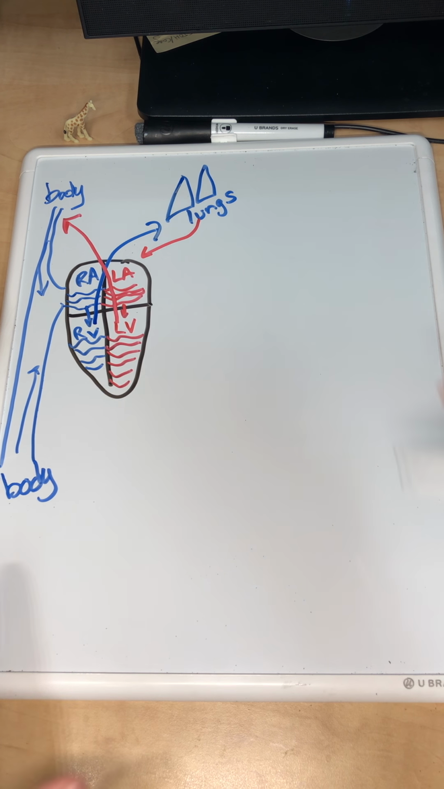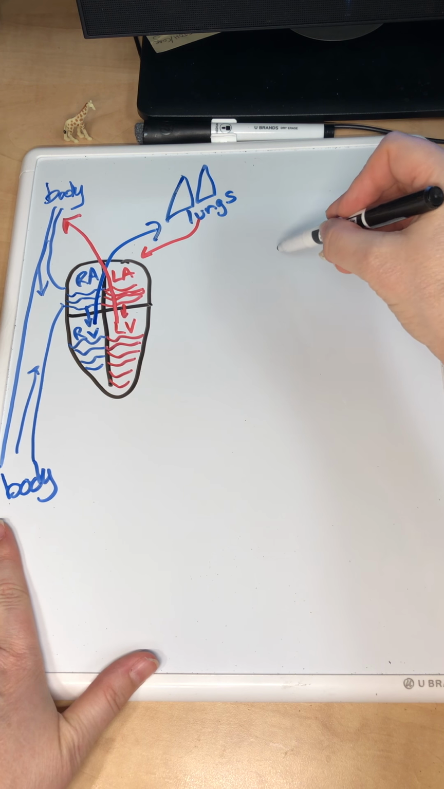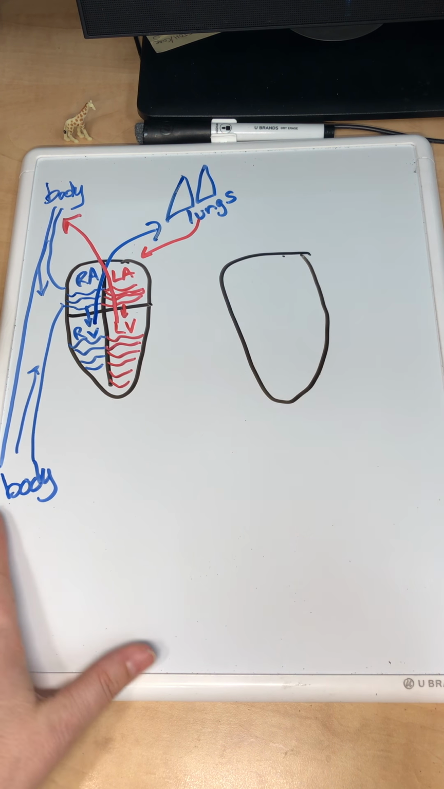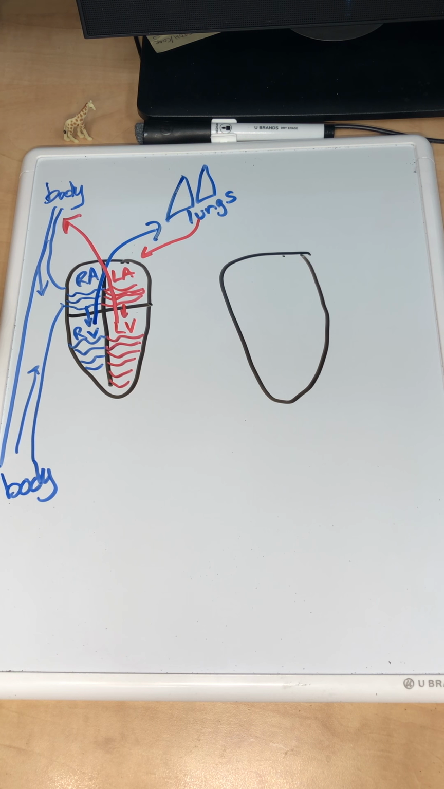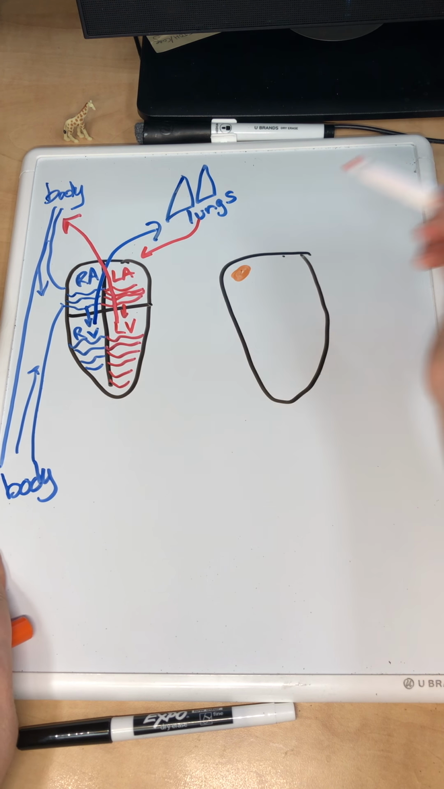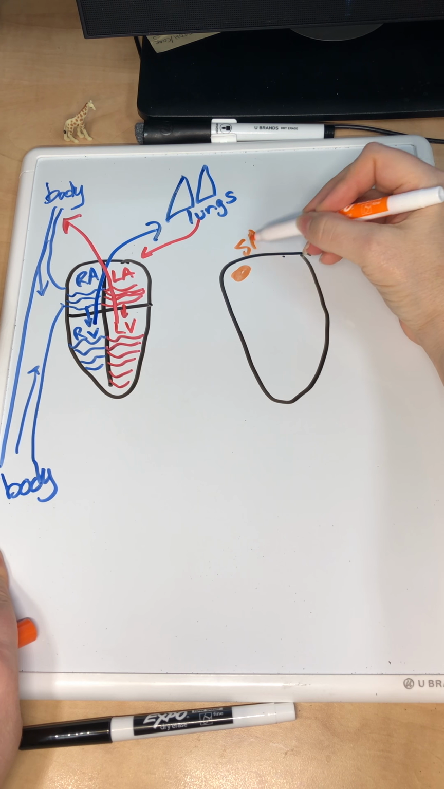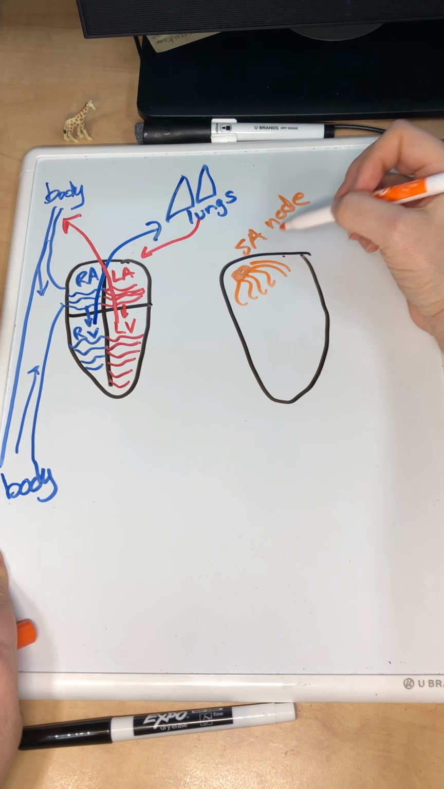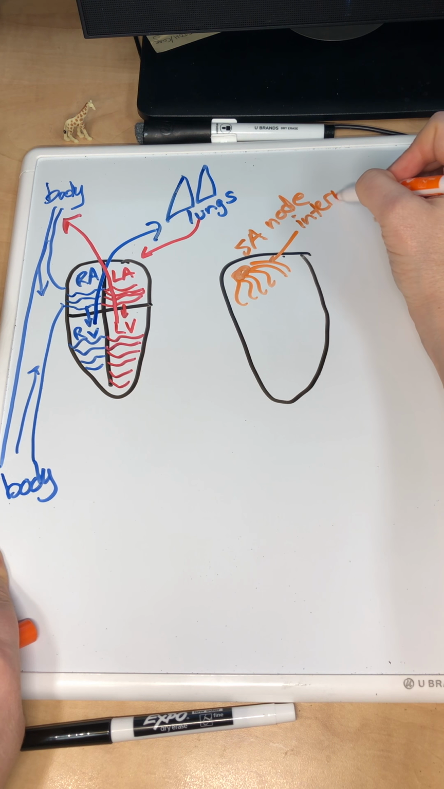But now let's talk about the heart in terms of conduction, the electrical conduction system. So, all right, I'll use orange for this. All right, so the electrical impulse starts here at the heart's pacemaker. We call it the SA node. And it travels through all these little pathways here. These are called the internodal pathways.